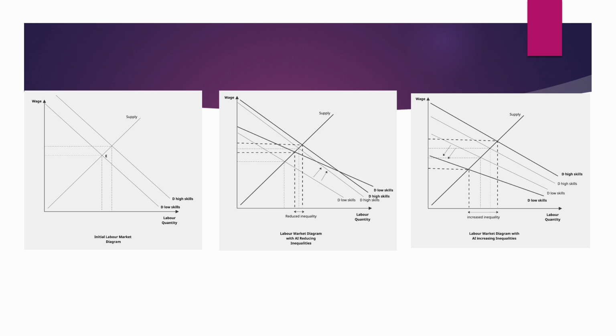Scenario 1, where generative AI reduces inequality. Diagram explanation. Here, the labour market before generative AI, the supply of labour and demand of labour are the two major things. The supply of labour represents the quantity of workers willing and able to work at different wage levels, while the demand for labour represents the quantity of labour demanded by firms at different wage levels. The equilibrium wage and employment is the intersection of supply and demand, which determines the wage and employment levels.